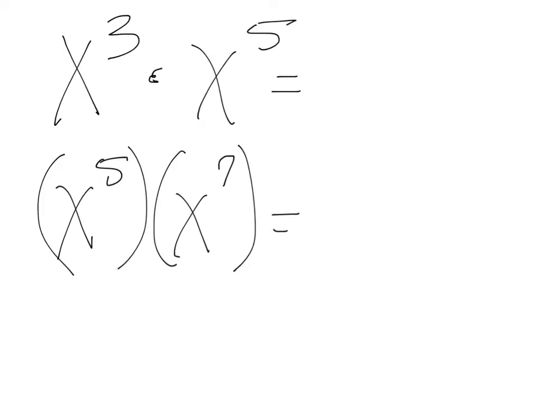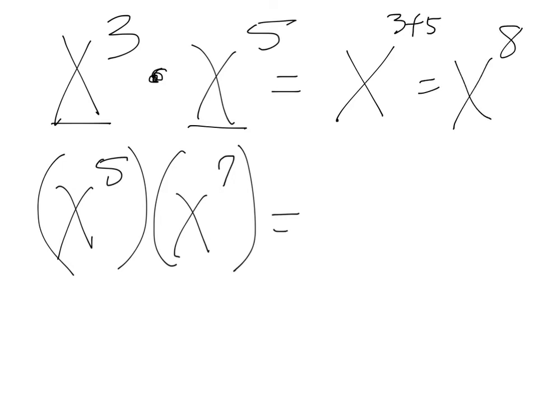Let's look and see a couple of examples of that. All right? Here's x to the third times x to the fifth. Are the bases the same? Yes, they're both x's. And so the answer to this will be x to the 3 plus 5 power, which is x to the 8th.